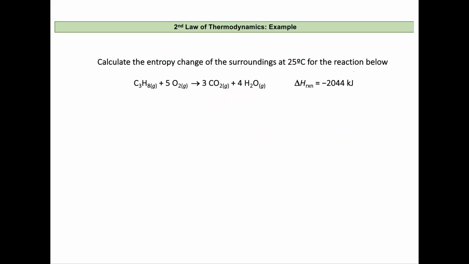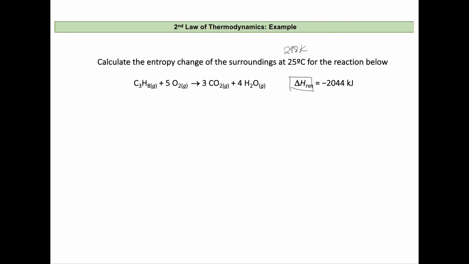So here's an example I want to use that with. This is looking at calculating the entropy change for the surroundings. We're at 25 degrees Celsius, so we can right away convert that to 298 Kelvin, for the combustion of propane below into carbon dioxide and water. We're given an enthalpy of a reaction, which we haven't used yet. So take a look at this, pause the video, and try it on your own, or see where this is going. I'm about to walk through the solutions here.